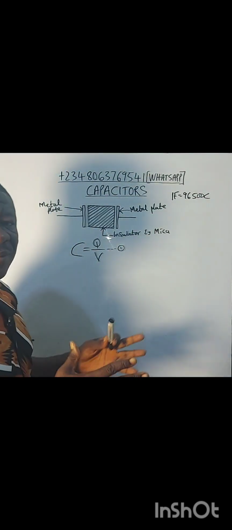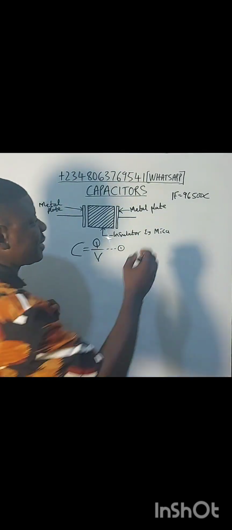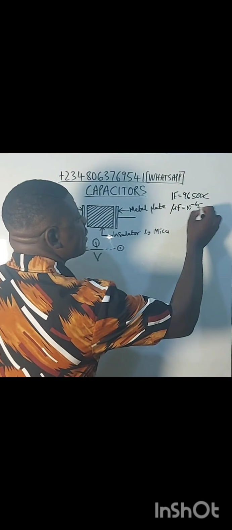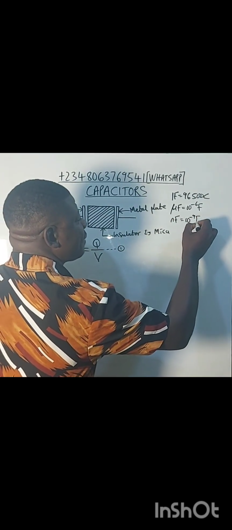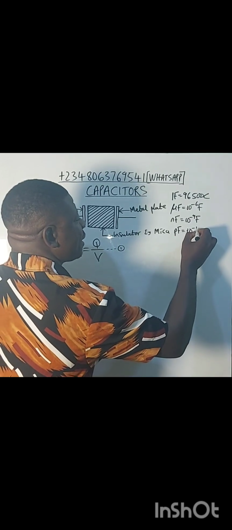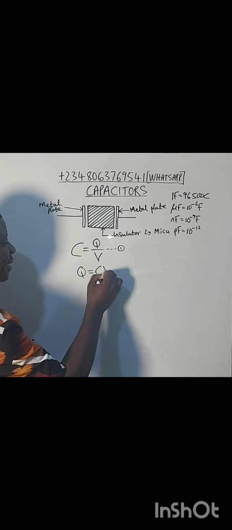So because the farad is a very large quantity in physics, while measuring capacitance, we use smaller units like microfarad, which is 10 to the power negative 6 of a farad. We have something like nanofarad, 10 to the power negative 9. We have picofarad, 10 to the power negative 12. So from here, the charge Q is given as CV.